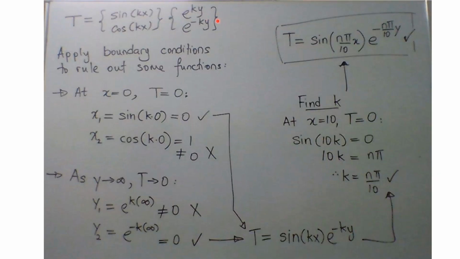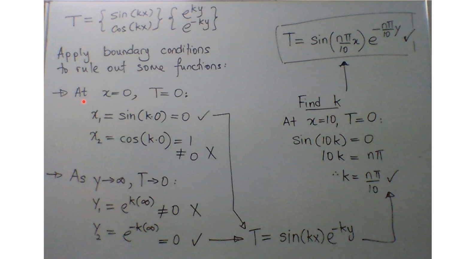Now I have written back the functions that we obtained earlier. The first parenthesis here is the solution for x, and the second parenthesis is the solution for y. Here we have sine kx and cos kx, and exponential ky and exponential negative ky, and the combination of them is going to be the solution that we want. In order to find which one we want, we have to apply the boundary conditions. There are a few of them, so let us look at them one by one.